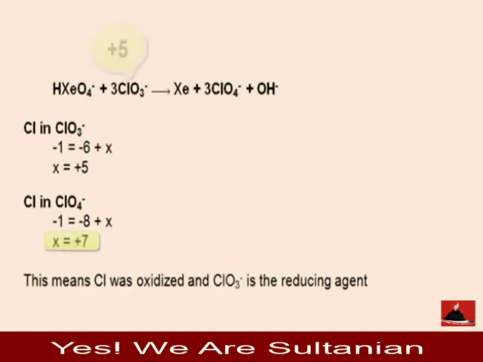So chlorine went from an oxidation number of +5 up to +7. That means chlorine was oxidized. Therefore, ClO3- is called the reducing agent.